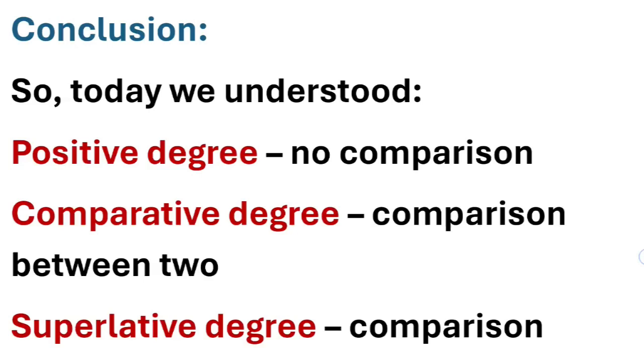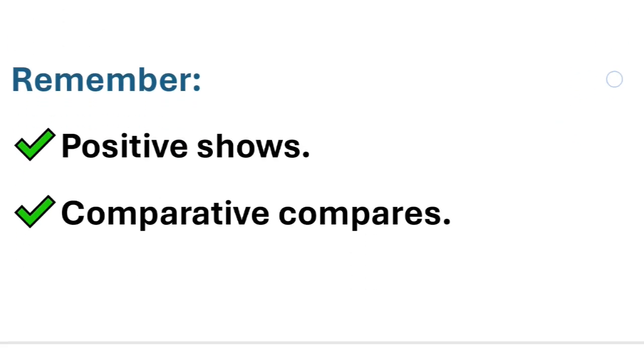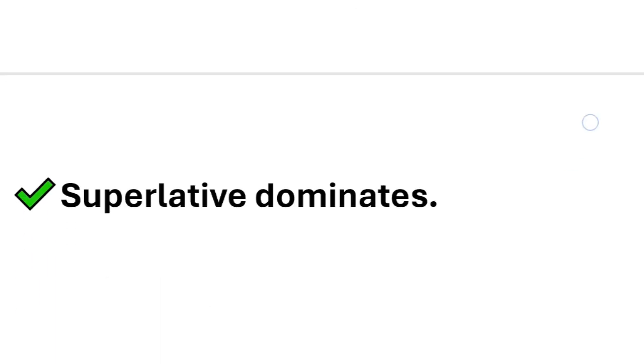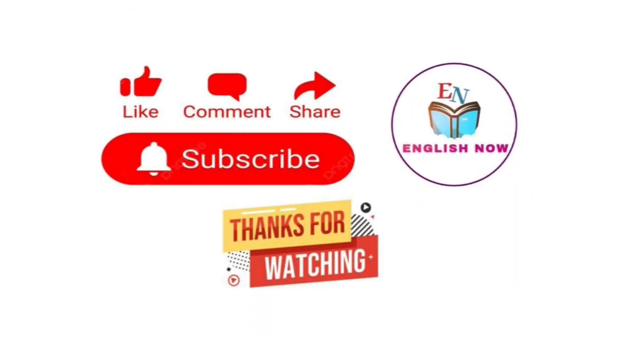So conclusion will be, today we understood positive degree, which says no comparison, comparative degree, comparison between two, superlative degree, comparison among more than two, at least three or even more than that. So that will be superlative comparison. Remember, these were the points that we discussed.